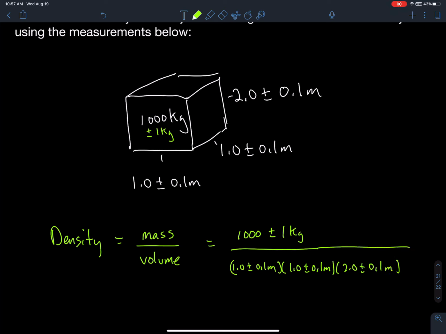Okay, now that's the entire expression. So if I want to do the final calculation, the first thing I'm going to do is calculate the density just using the measurements without the uncertainties. So 1,000, 1, 1, and 2. That'll give me my total density.